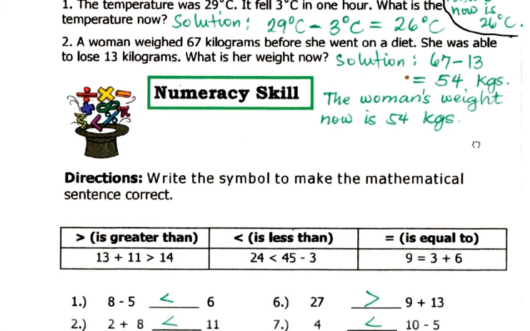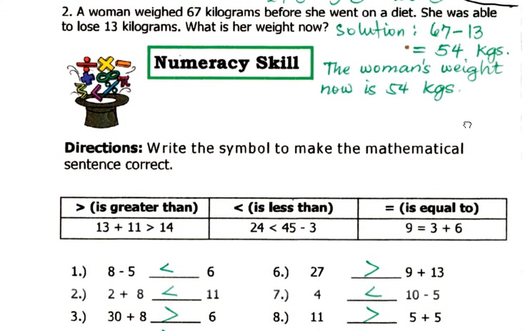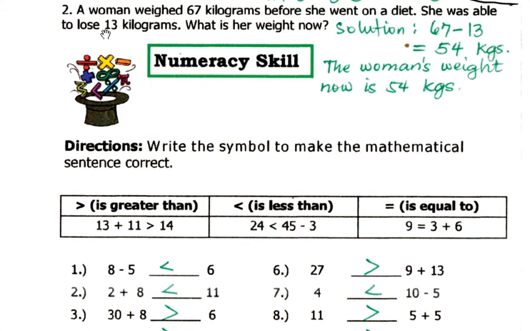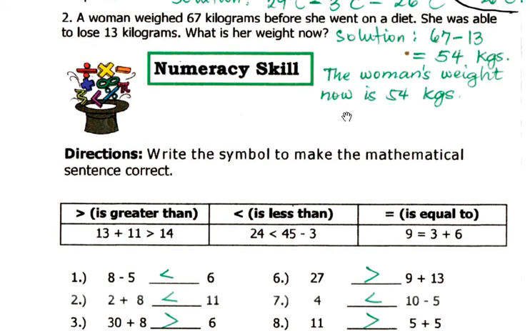Number 2, a woman weighed 67 kilograms before she went on a diet. She was able to lose 13 kilograms. What is her weight now? Well, it's simply easy. We have 67 kilograms minus 13. That becomes 54 kilograms. Therefore, the woman's weight now is 54 kilograms.